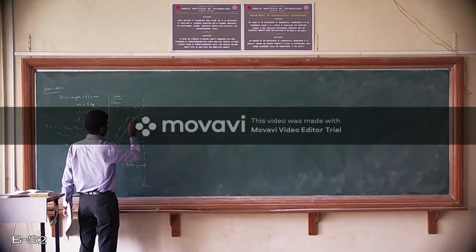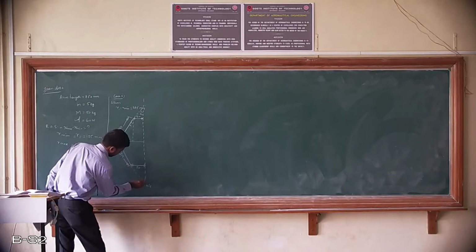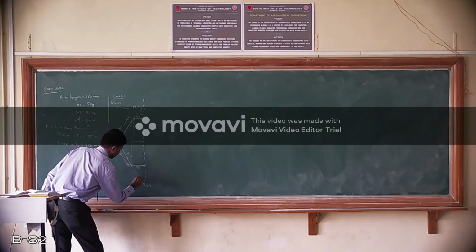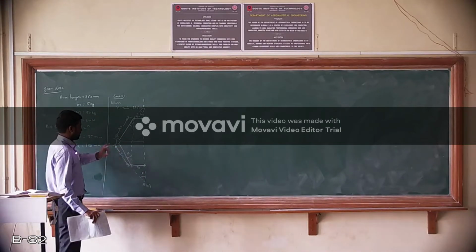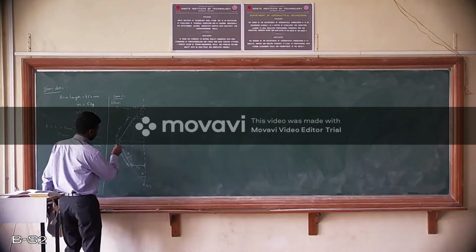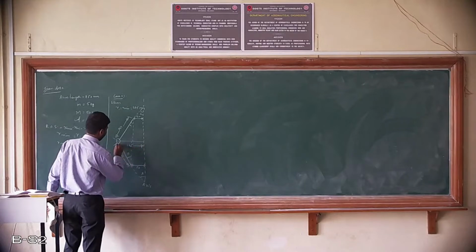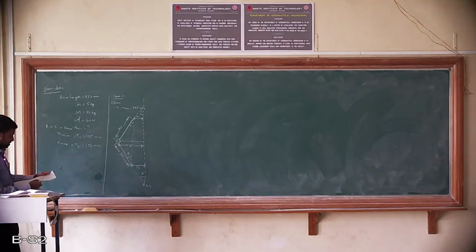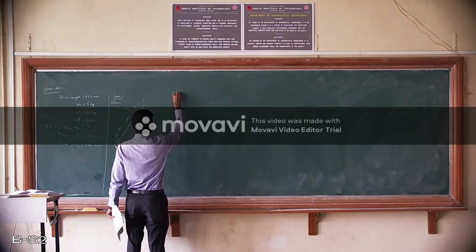If this angle is alpha, then this angle will also become alpha, and I will extend this axis and draw a dotted line here. So this angle is beta because this angle is also beta. So this angle is alpha, this angle is beta. This distance is known to me, that it is 125 mm. So this is the first case.